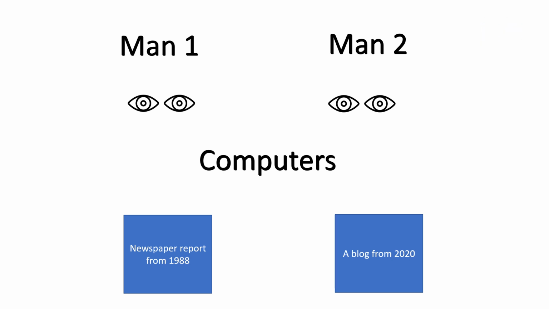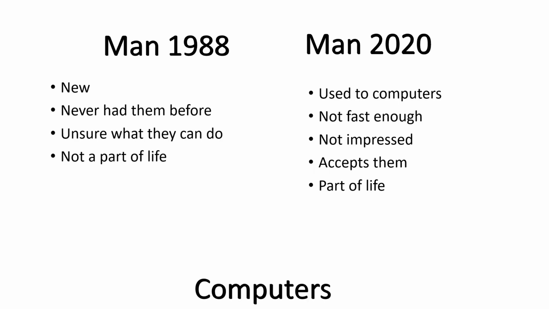Okay, so let's have a look at how these two people could view the topic of computers differently. So in 1988, if we think about the man, the computers were new, so he'd never had them before. So really, the man probably wouldn't be sure about what they can do. It's not a part of his normal life, so he'd be quite impressed and think it's amazing and brilliant and maybe has loads of ideas of what they could be used for, but probably doesn't know about their full potential. Okay, so for the man in 1988, everything is new and exciting and amazing.